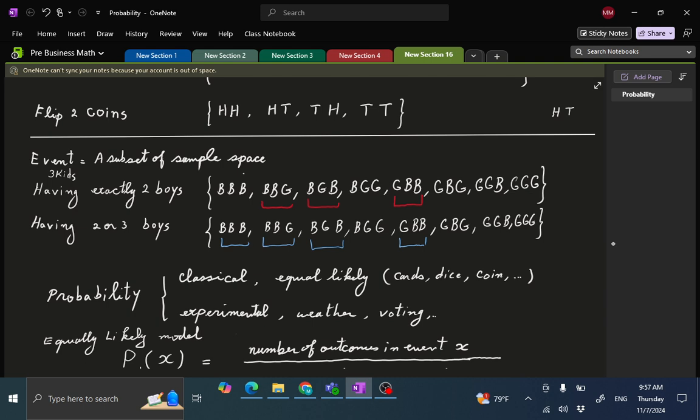Similarly, the chance of having 2 or 3 boys, again, we look at the sample space. We see there are 8 possibilities here. They are all equally likely.